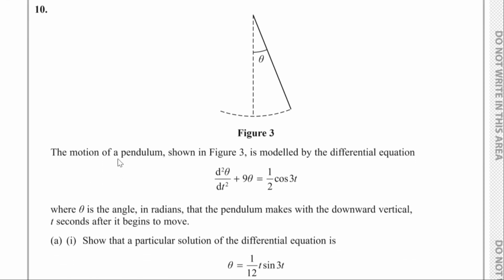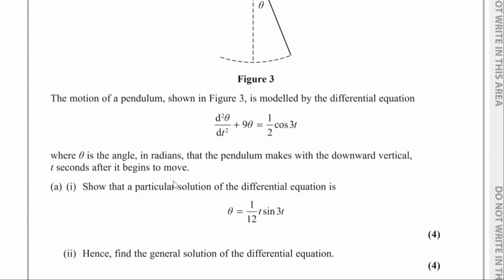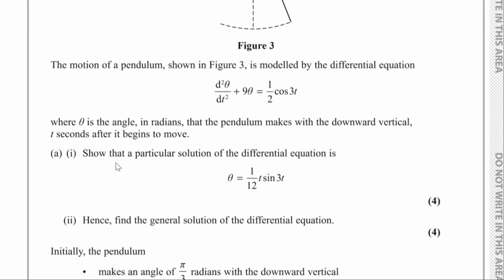Question number 10. The motion of a pendulum shown in figure 3 is modelled by the differential equation d squared theta over dt squared plus 9 theta equals 1/2 cos 3t. Theta is the angle in radians that the pendulum makes with the downward vertical t seconds after it begins to move. For the first part, we have to show that a particular solution of the differential equation is theta equals 1/12 t times sine 3t. In other words, we need to make sure that this satisfies this.